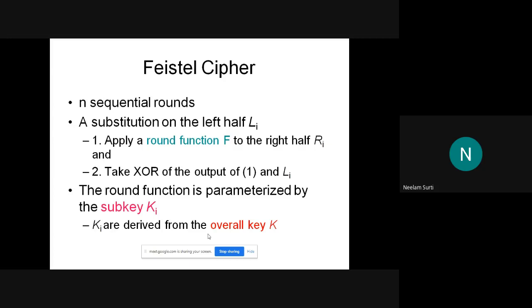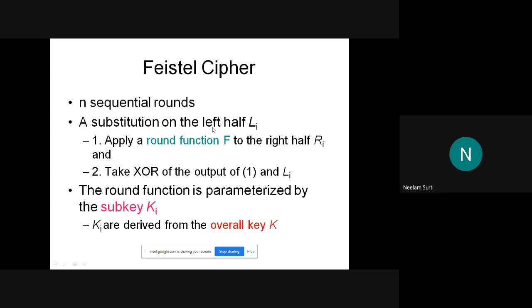So this is the whole soul, or you can say summary, of your Feistel structure. What you have to do? How many rounds are there? There are n sequential rounds, and all the rounds are performing the same thing. The same thing has to be performed multiple times, and that depends on the cipher, how many rounds it is taking. So n sequential rounds are there.